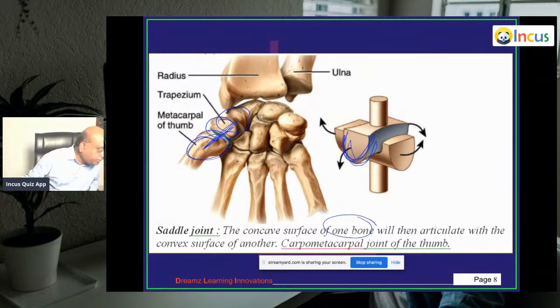Carpo-metacarpal joint. Good to see Suhani, Patak, Narsi, Bajia, Maggie, and many more.